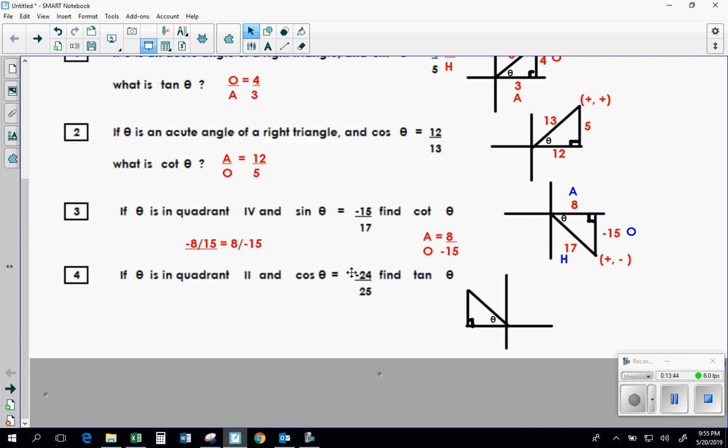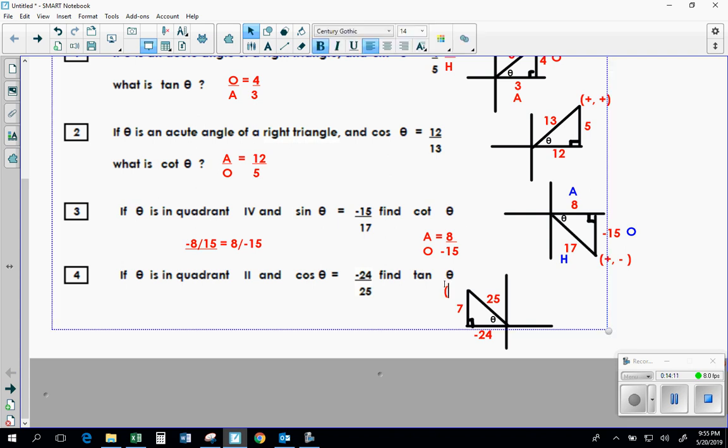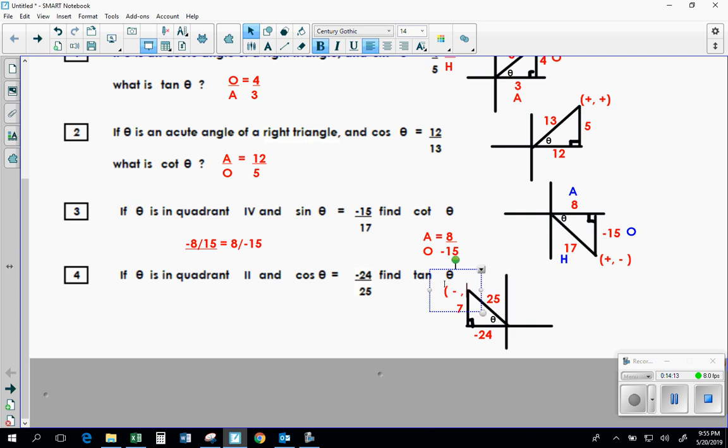Remember, cosine is adjacent over hypotenuse. Hypotenuse must always be positive, so that has to be positive 25. And therefore, my adjacent side must be negative 24. And again, you should recognize this as a Pythagorean triple: 7, 24, 25. Again, otherwise you have to use the Pythagorean theorem and solve for this missing side here. Get your 7. Quadrant 2, we should know that when I plot a point in quadrant 2, it's negative, comma, positive.